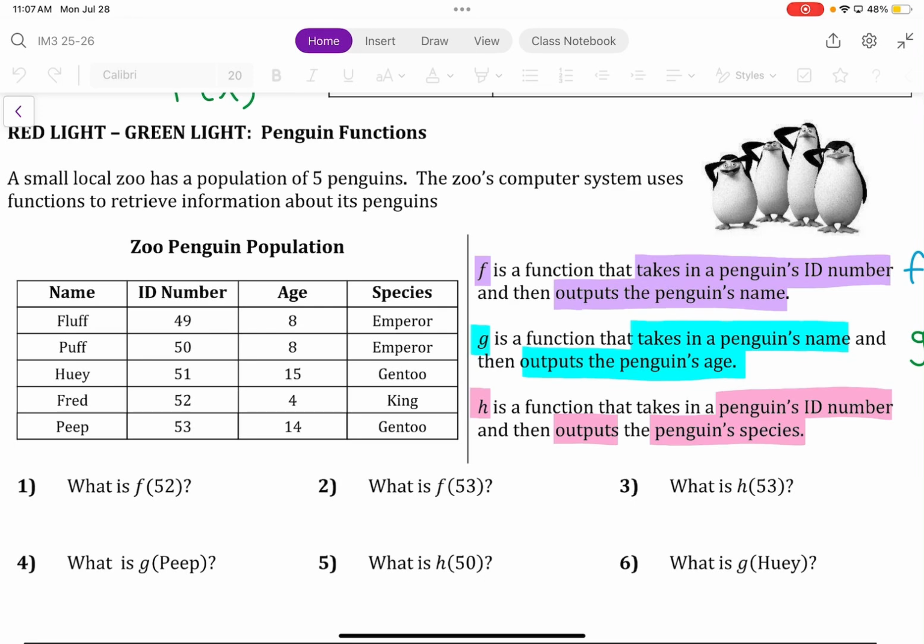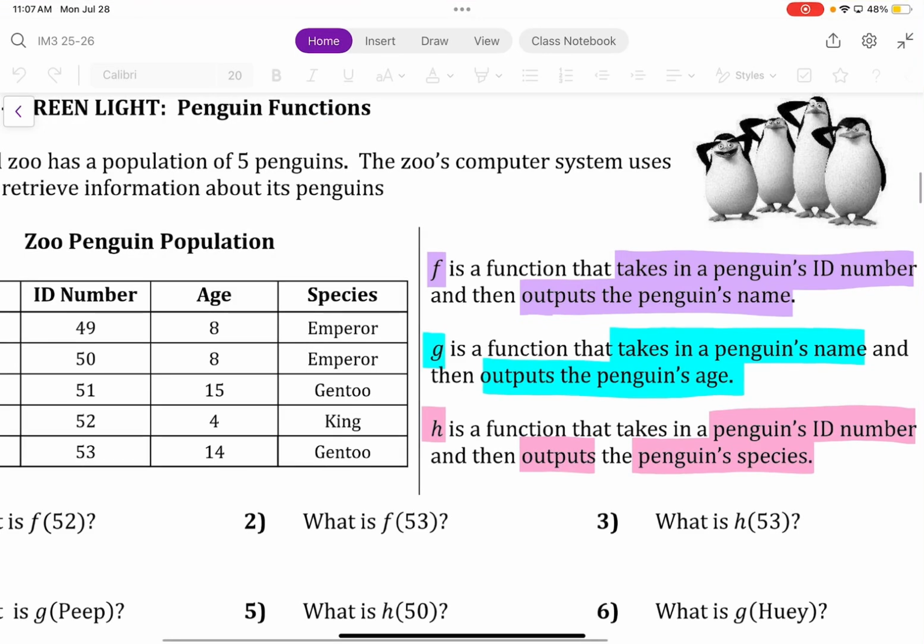We have Fluff, Puff, Huey, Fred, and Peep. We have their ID numbers, their age, and what species of penguin they are. Now, let's take a look at the following. F is a function that takes in a penguin's ID number and outputs the penguin's name. So whenever you use function f, you have to determine the ID number and then what the corresponding name will be.